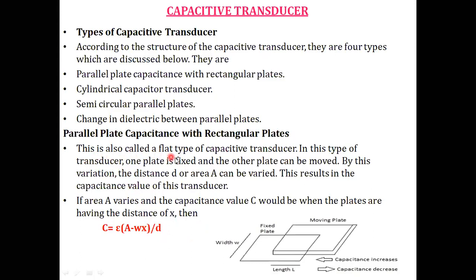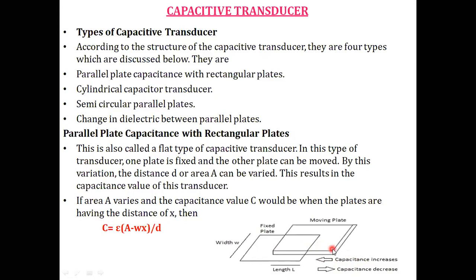This is also a flat type of capacitor transducer. In this type of transducer, one plate is fixed and another plate is movable. By this variation, the distance d or area A can be varied. We can vary the distance as well as the area of the plates. This results in the capacitance value increasing or decreasing. If we move this plate in this direction, capacitance increases by this formula.